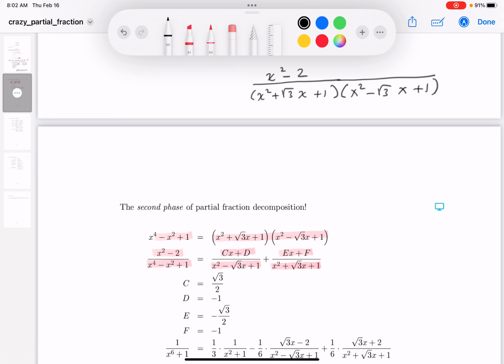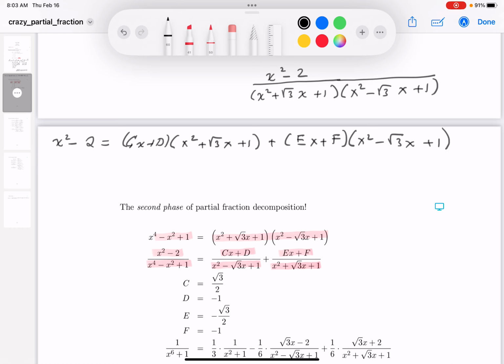You would get x squared minus 2. It's always the tough part, by the way. And then what do you get? You get cx plus d times x squared plus root 3 x plus 1, and then it's going to be plus ex plus f times x squared minus root 3 x plus 1.